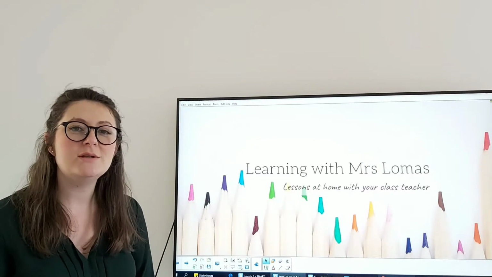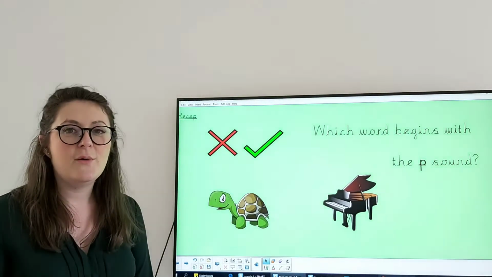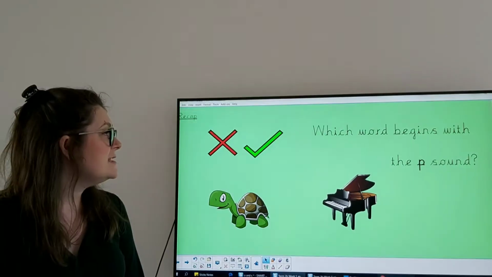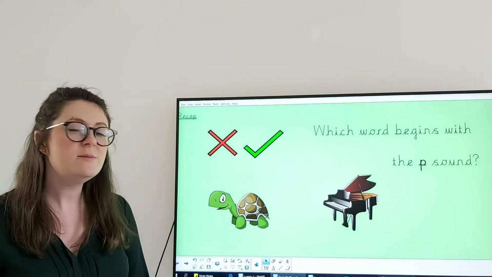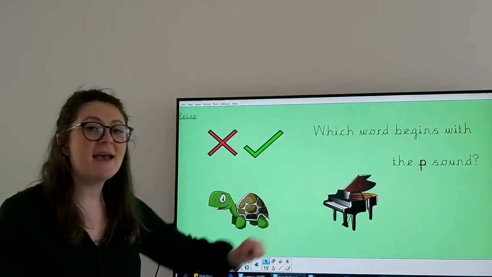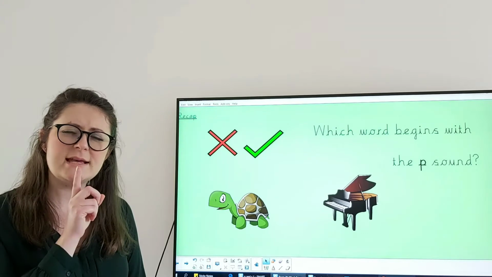Now let's see what we're going to be doing today. Okay, so I've got two pictures here and we need to decide which of these pictures begins with the sound P. So I've got a picture of a tortoise and I've got a picture of a piano. We need to decide which of those words begin with the sound P.